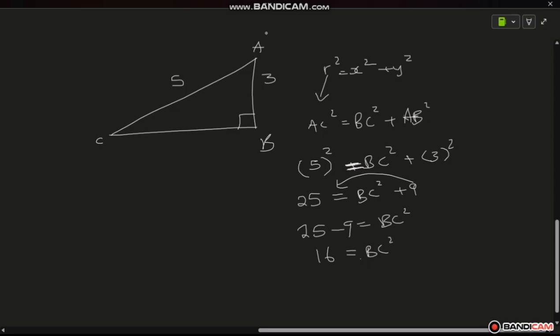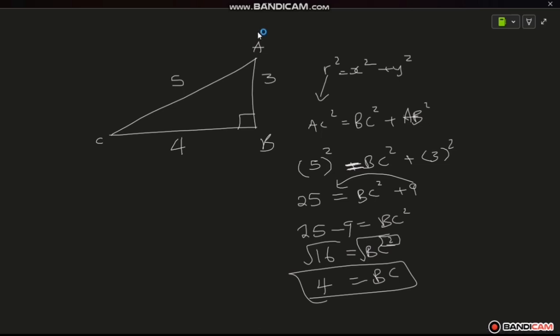Then you put what? A square root. Why? We are eliminating the 2 right here. So the answer is going to be 4 equals BC. So we take this 4 and write it right here. And what you must actually note here is that the 3 and the 4, they make up the hypotenuse, meaning they must not be greater than the AC or the hypotenuse. The hypotenuse is always the longest side. I hope you understood that.